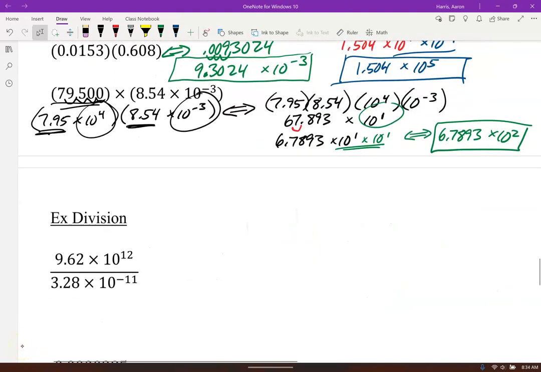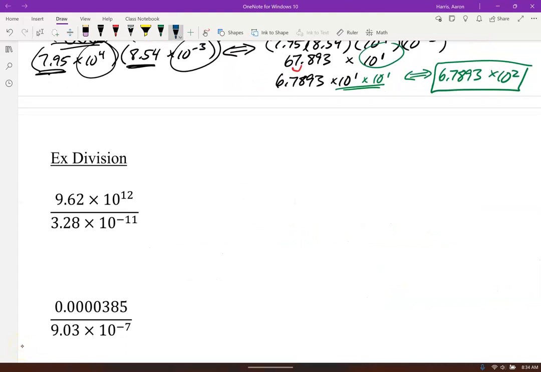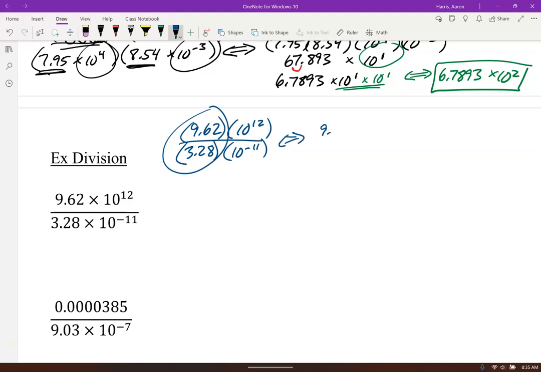The division. So with division, right now I have 9.62 times 10 to the 12th. Let me just write it with parentheses here. I have 9.62 and 10 to the 12th as my numerator. In the denominator I have 3.28 and 10 to the negative 11. So I'm going to go ahead and divide 9.62 divided by 3.28. And then I'm going to use this rule for the tens.